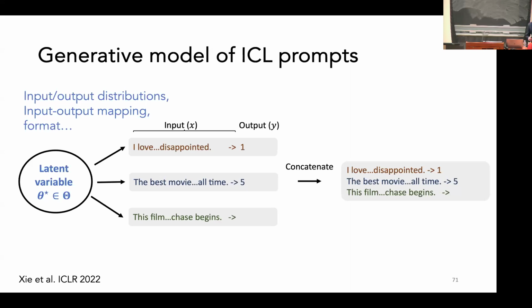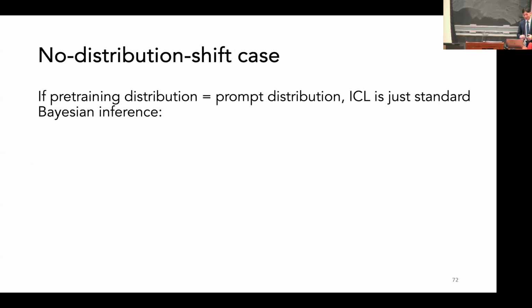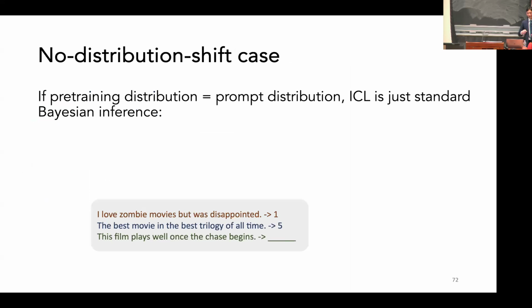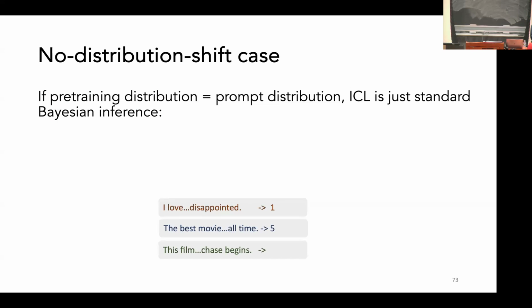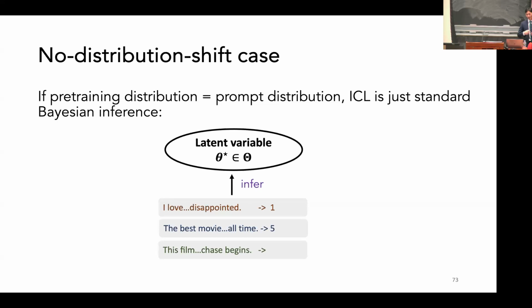Now, if the language model's pre-training data looks exactly like this, then in-context learning isn't so surprising. The pre-training distribution is equal to the prompt distribution, and in-context learning is just standard Bayesian inference in this setting. What I mean is, the language model can take in a prompt, understand that it should treat these as independent examples, use these examples to infer the latent variable, and then condition on that latent variable along with the test input to make the prediction.